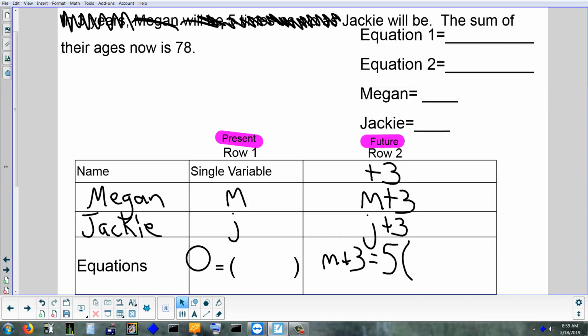Then I get to Jackie. Nathan, what am I going to write for Jackie? We're talking about Jackie in 3 years, not Jackie in the present, Jackie in the future. If you're not sure, look at the boxes above it and see how we're representing Jackie. So what am I going to write? J plus 3. That's Jackie. Jackie in 3 years is J plus 3.